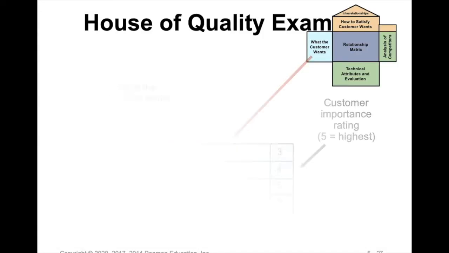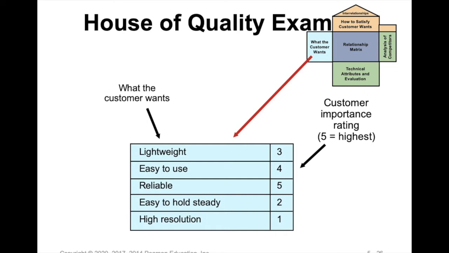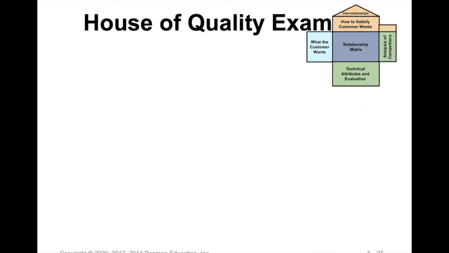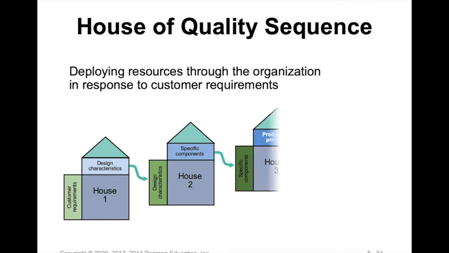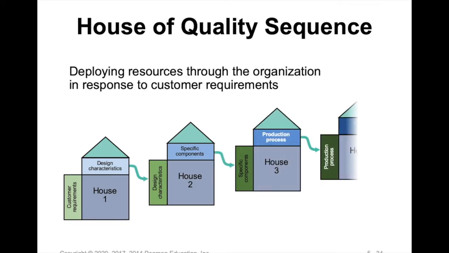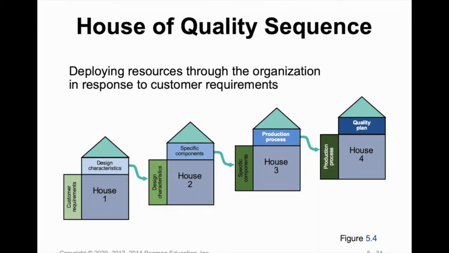We also looked at how the house of quality sequences in various resources through the organization, so from design characteristics, specific components, production process, until quality plan.